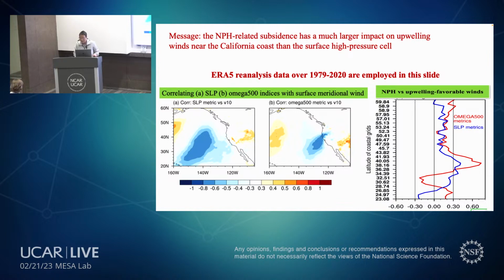But on the other hand, the subsidence has a strong control and accounts for about 50% of the interannual variability in this latitude range, with some grid cells near the California coast where the correlation is more than 0.7. So this is interannual variability.